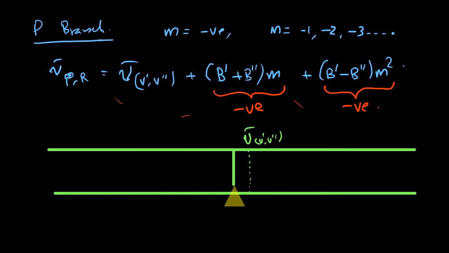And this line corresponds to M is equal to -1. Then you will get a line here that corresponds to M is equal to -2. And then you will get a line here that corresponds to M is equal to -3. Then you will get a line here that corresponds to M is equal to -4, etc.